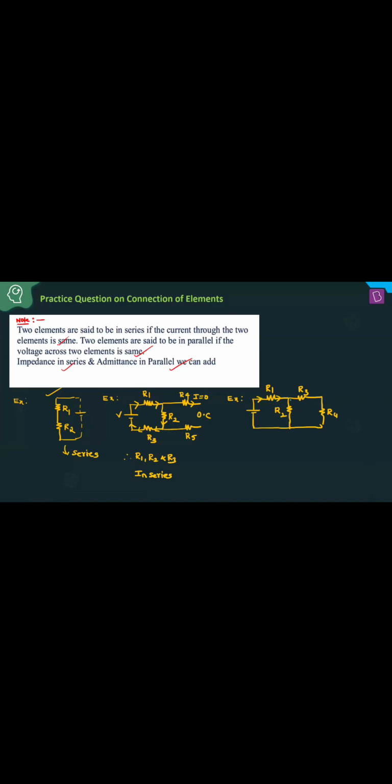Let this current be I, let this current be I1 and this current be I2. Now the same current is passing through R3 and R4. Then R3 and R4 are in series, the same current is flowing. That is R3 plus R4.